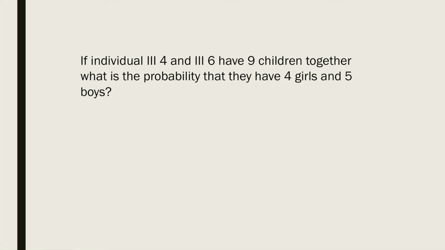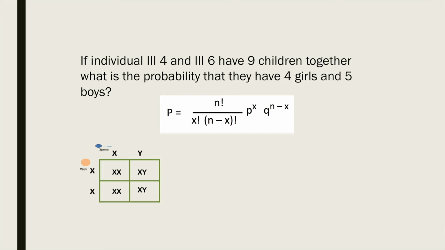The next question asks, if individual 3-4 and 3-6 have 9 children together, what is the probability that they have 4 girls and 5 boys? So this requires the use of the binomial expansion theory. It's a little complicated, but it's really easy once we get to use it. So we know that the mother's genotype is XX and the father's is XY. So the mother can only give an X chromosome, but the father can give an X or a Y. So the father has a 50% chance of giving an X chromosome, and the mother has a 100% chance of giving an X chromosome. So there's a 50% chance of getting a female, and there's a 50% chance of getting a male.